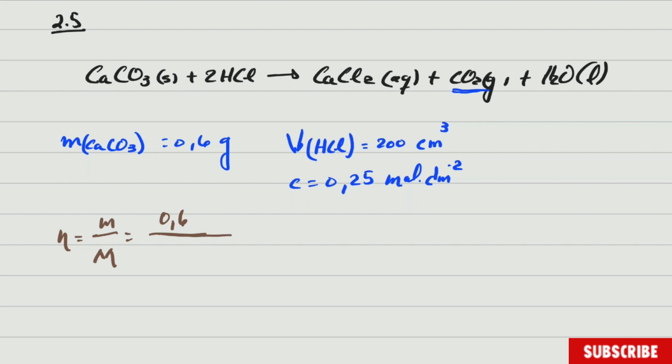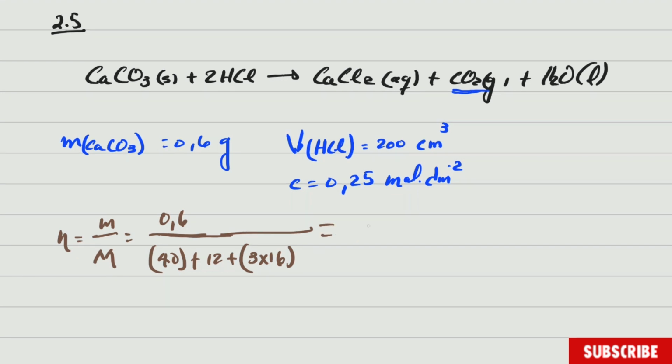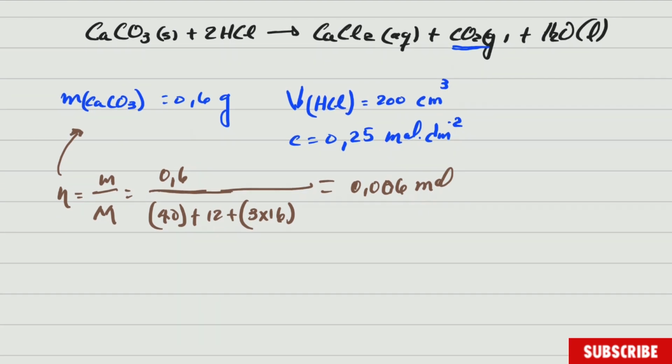You do have to calculate the molar mass because we don't have it, and this one is 40 plus a carbon, which is 12, plus 3 times 16. When you do this calculation, you will get that the number of moles of calcium carbonate used was 0.006 mole. Now, we don't know if it's going to be the limiting reagent. So this one is for calcium carbonate. We are going to calculate the number of moles used for the hydrochloric acid.